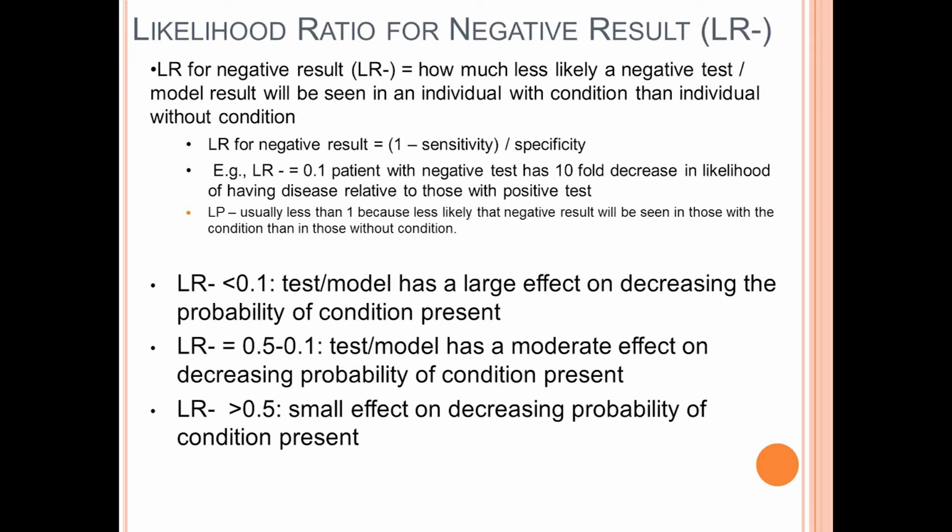Generally, with a negative likelihood ratio of less than 0.1, the test or model has a large effect. If it's greater than 0.5, it has a small effect. To interpret it, if the negative likelihood ratio is 0.1, it means that a patient with a negative test has a 10-fold decrease in the likelihood of having the disease relative to those with a positive test.